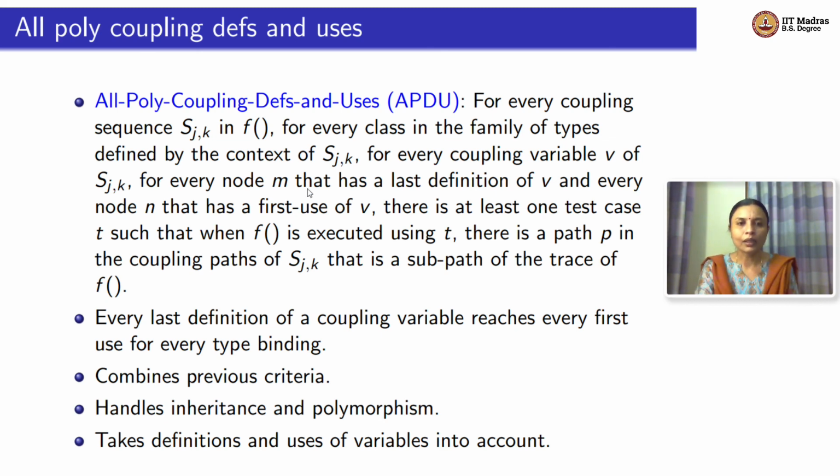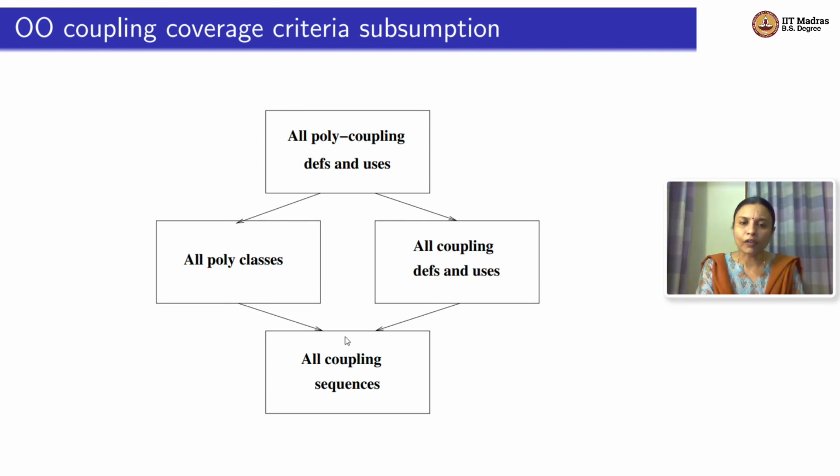Is that clear? So these are the 4 coverage criteria that we saw. Obviously, the most expressive is all poly coupling defs and uses because it takes you from every last definition to every first use. Based on the class inheritance hierarchy, it considers all possible type bindings that are possible. The ones down below and the one on the right are the good old call interface coverage criteria. The one on the left is all definitions in the presence of polymorphic calls.